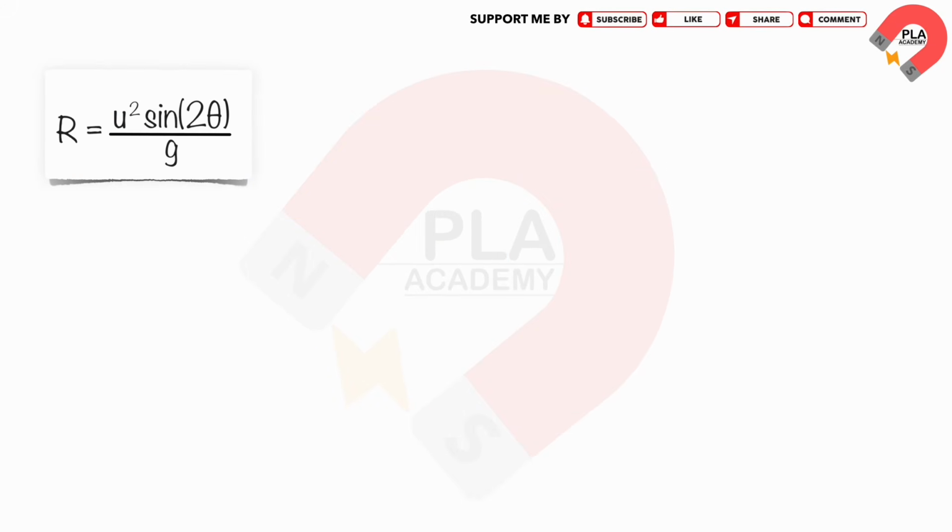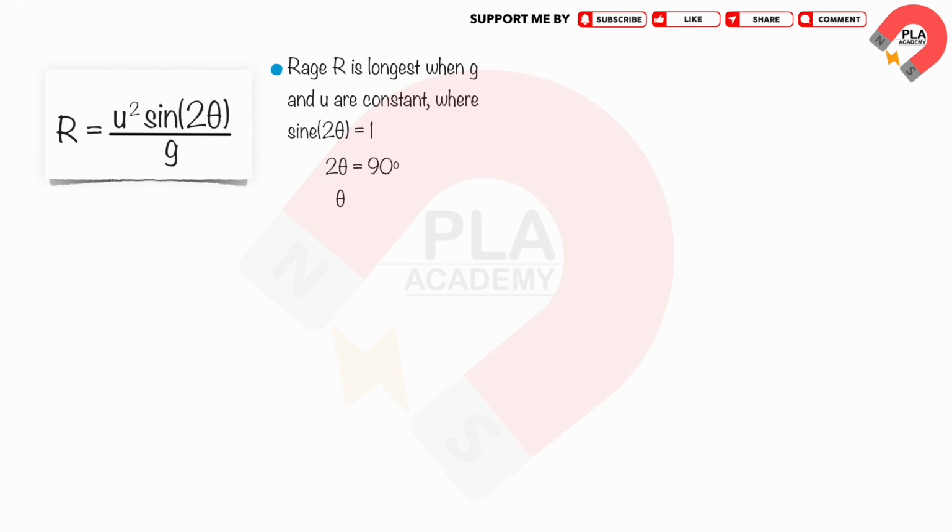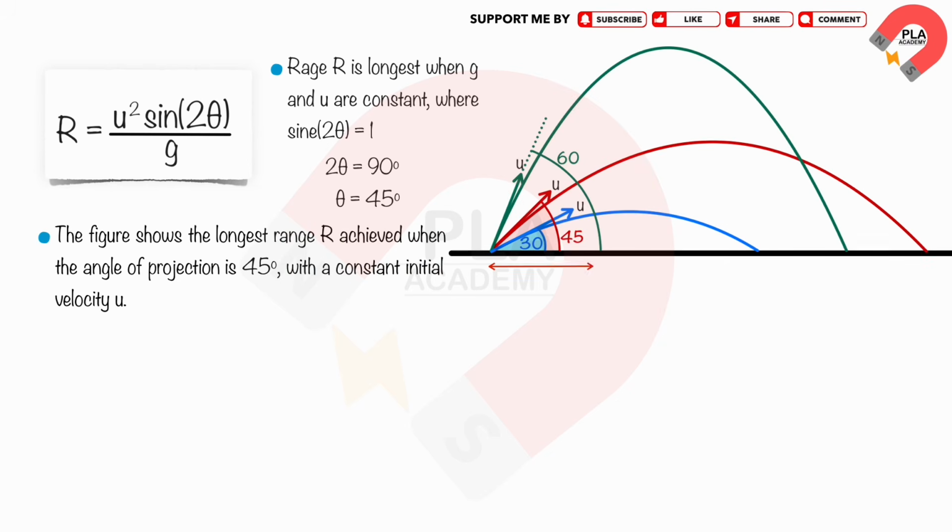The equation for the range r is shown. The range r is longest when gravity, g, and the initial speed, u, are constant, which happens when sine 2 theta is 1. This means 2 theta is 90 degrees, so theta is 45 degrees. So, the longest distance, r, is achieved when the angle of projection is 45 degrees, with a constant initial speed, u, like shown in the diagram.